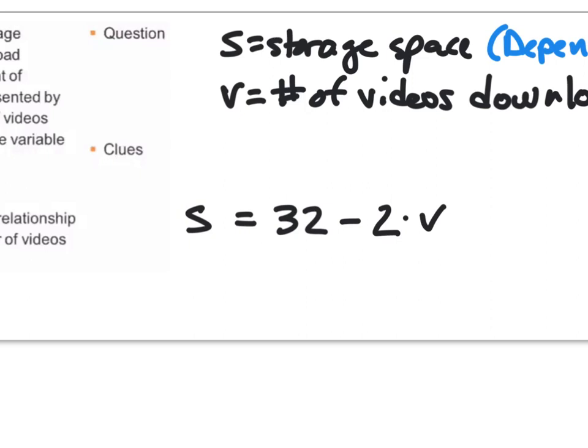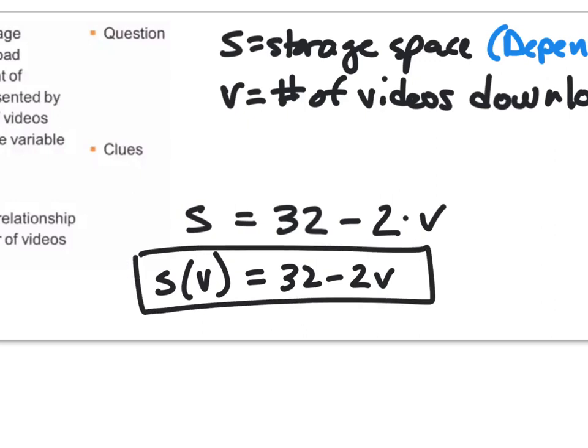The reason why I use the subtraction symbol is because we have 32, we're taking gigabytes away from that. Now, another way, if we really wanted to write this in function notation, I would say S of V is equal to 32 minus 2V. And that's really what we're after, is coming up with that. Kind of tricky, but that's what we got to use.